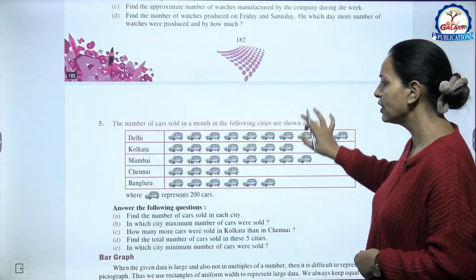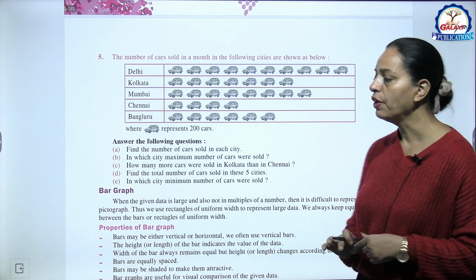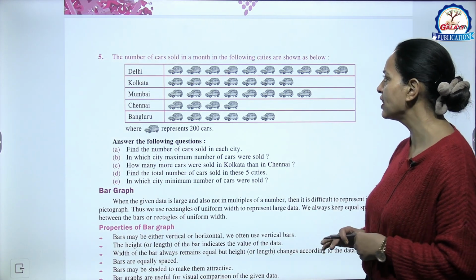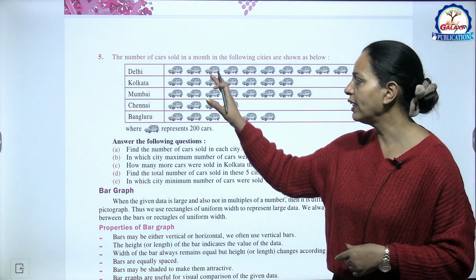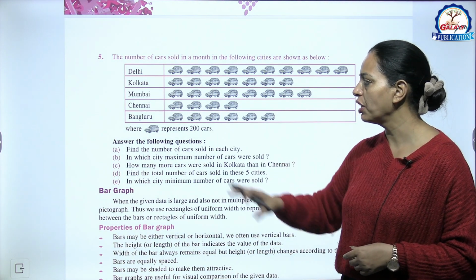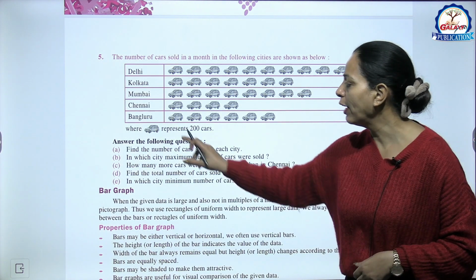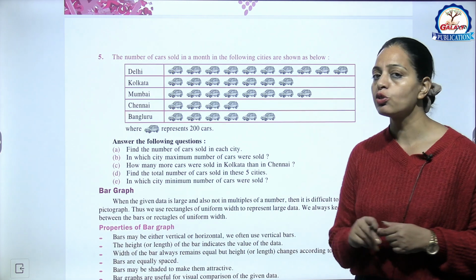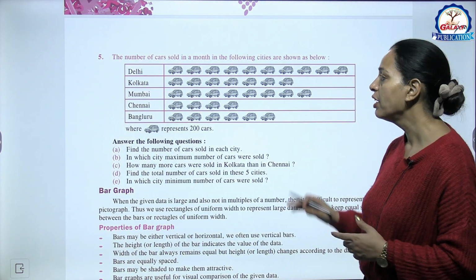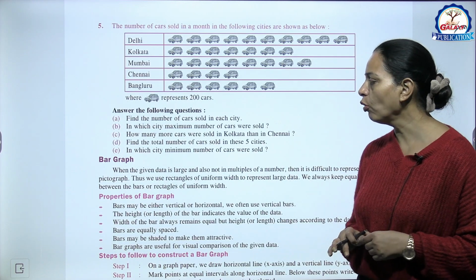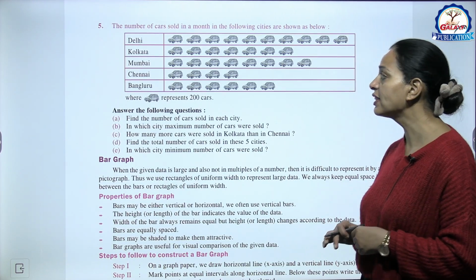Now similarly you can see the fifth question. The number of cars sold in a month in the following cities are as shown below, like Delhi, Calcutta, Mumbai, Chennai and Bengaluru. So here we have some symbols and one symbol represents 200 cars. Now answer these questions. A part, find the number of cars sold in each city.